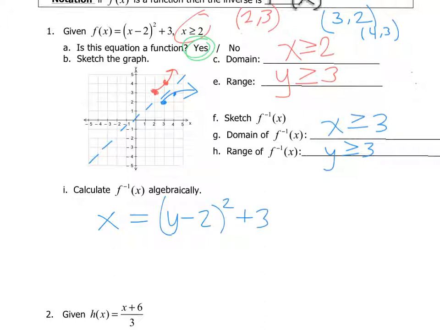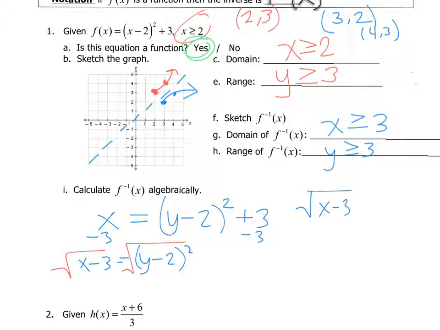And you want to isolate your y variable, so you use inverse operations. So subtract 3 from both sides. So x minus 3 equals y minus 2 squared. Then you would take the square root of both sides. Then you have the square root of x minus 3 equals y minus 2. And then you add 2 to both sides.